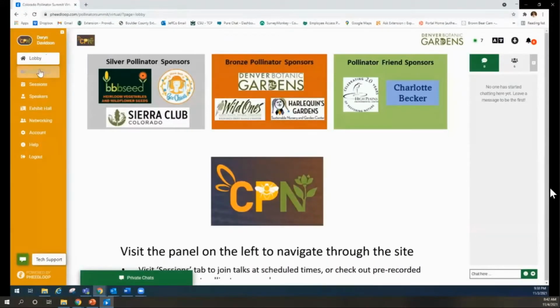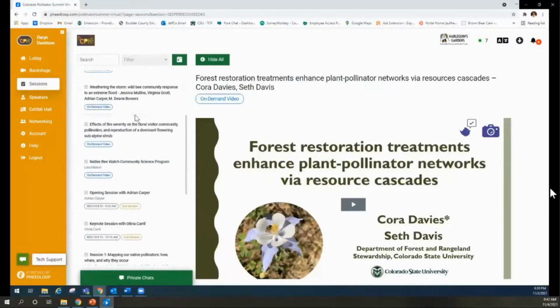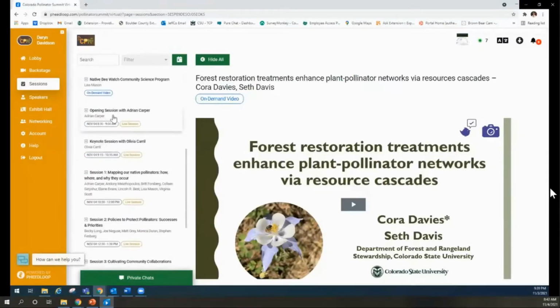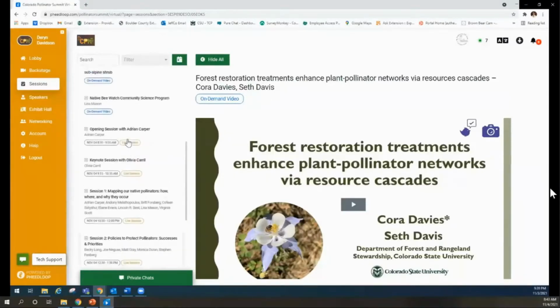If we go back to the menu bar, you'll see sessions. That's how you're going to enter the different sessions throughout the day. So we have on-demand videos that can be watched at any time. You can feel free to come back and watch these after the session as well, or after the summit, but you can also watch them during the various breaks throughout the day. And then if you click down here or scroll down here, you'll see that we have live sessions. And this is where all of the live sessions will be for the remainder of the day.